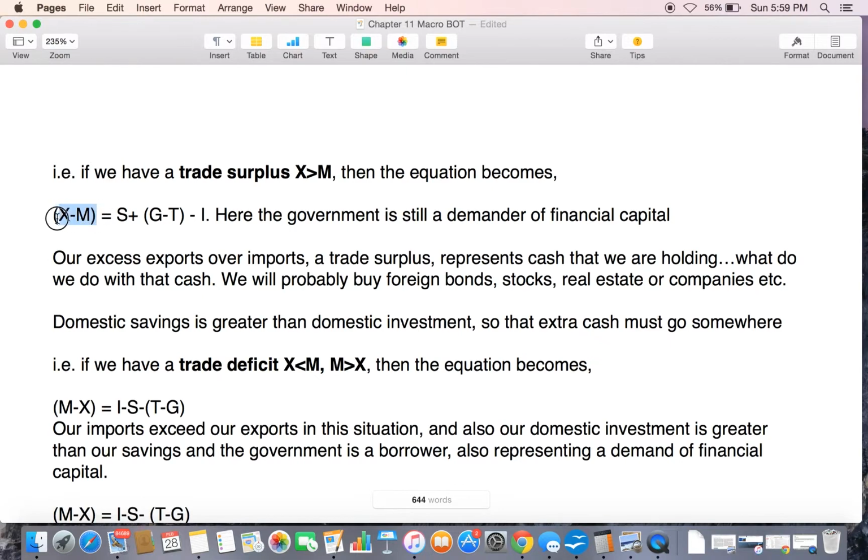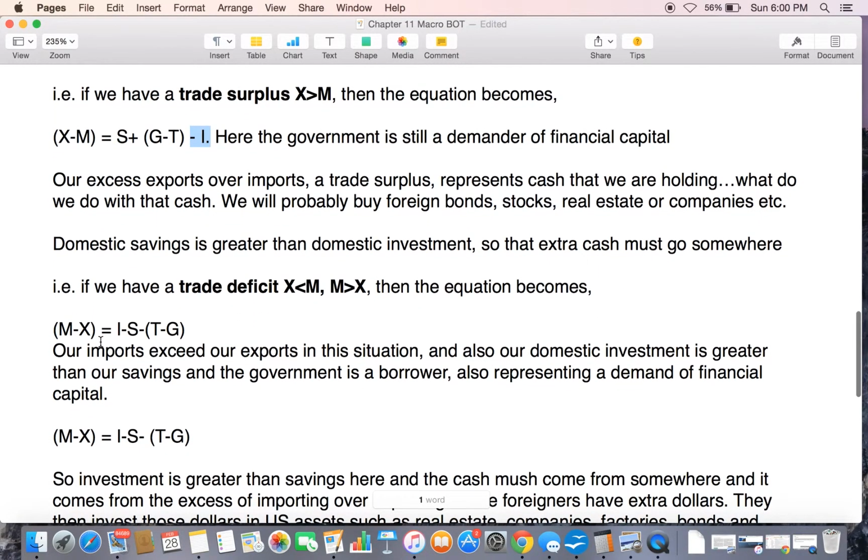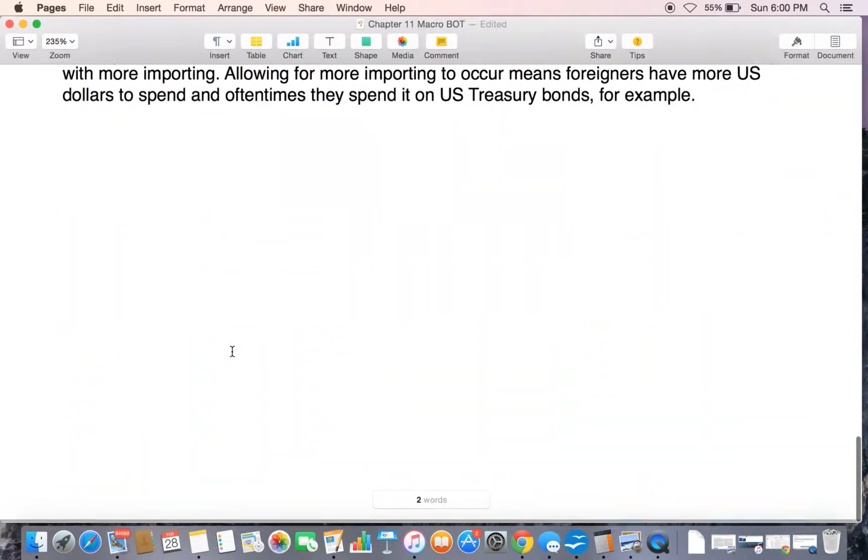So when we have a trade surplus where our exports are exceeding our imports, we know that savings is going to be greater than the total amount of investing that's occurring. And we also know that when we run a trade deficit, our domestic investment is going to be greater than the savings that is being done, and the government is going to become a borrower in this case.